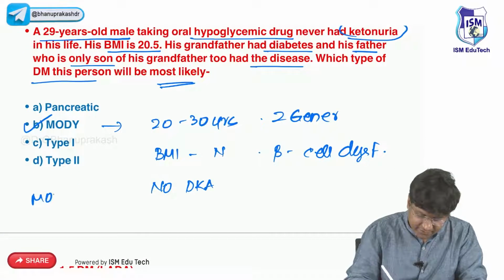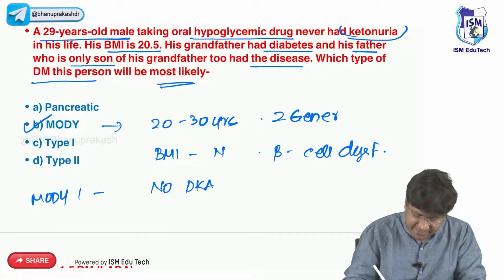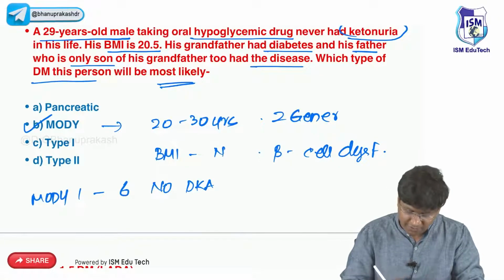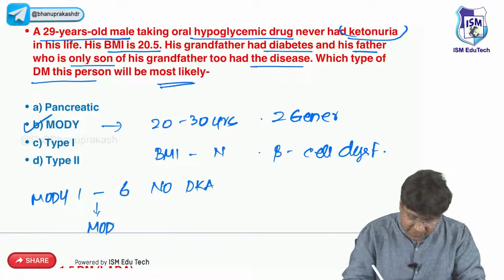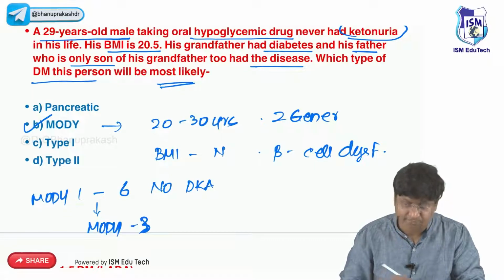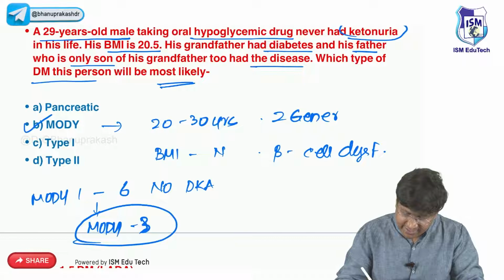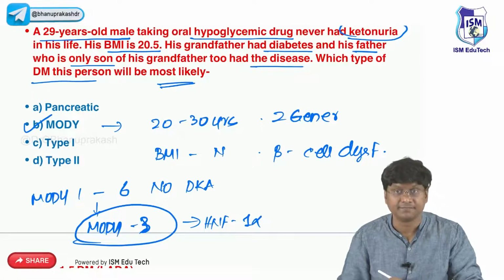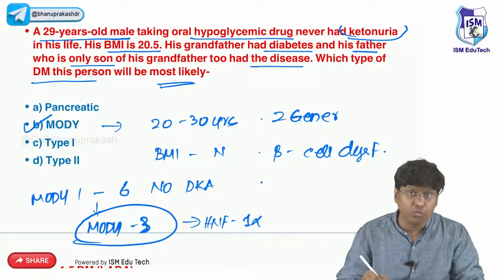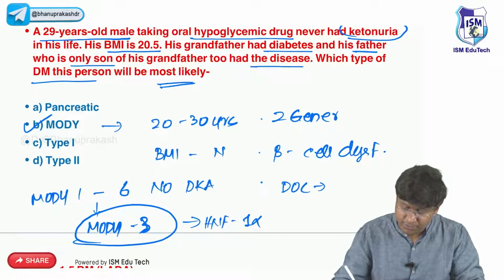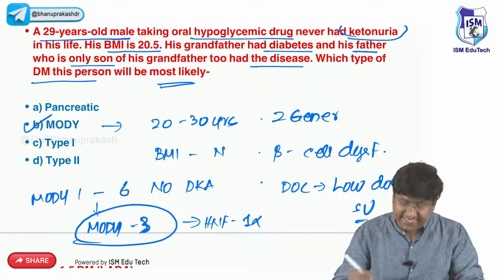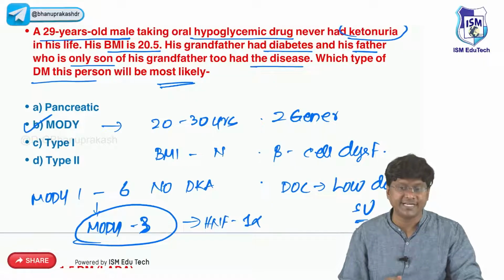And in MODY, we have the common forms, that is 1 to 6, out of which MODY 3 is the most common form. And in this MODY 3, the gene which is being mutated is the HNF1 alpha. Now, what will be the drug of choice in patients with MODY? That will be low dose sulfonylurea. That is what you will give in patients with maturity onset diabetes of young.